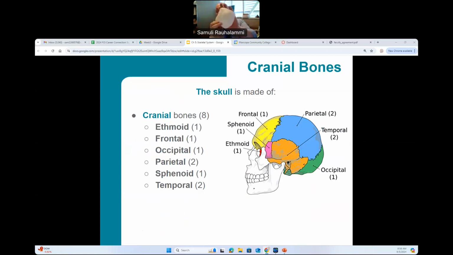So there are going to be two parietal bones. They are separated by the sagittal suture running at the mid-sagittal plane. So it separates those two parietal bones into right and left sides. And these are separated by the coronal suture from the frontal bone. So there's another suture for us to pay attention to, in addition to the mid-sagittal suture.